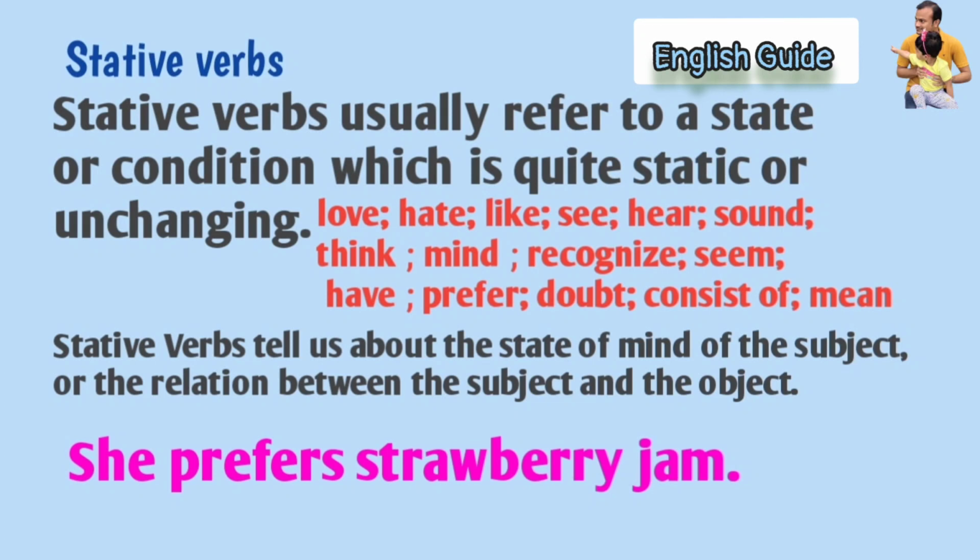So let's simply go through all the other stative verbs like love, hate, like, see, hear, sound, think, mind, recognize, seem, have, prefer, doubt, consist of. All come under stative verbs only, because all these verbs state the state of mind of the subject. I think now it is very easy to understand what are stative verbs, correct?